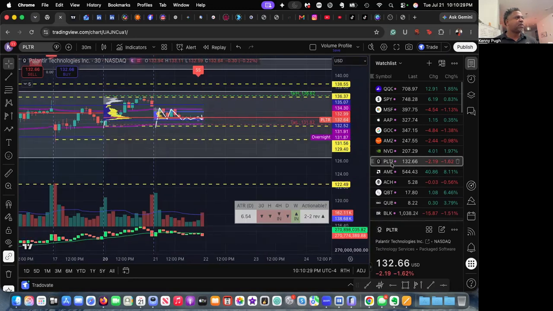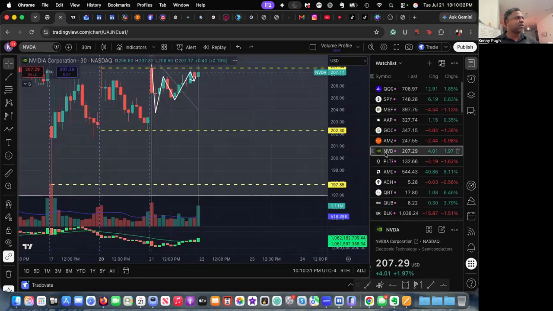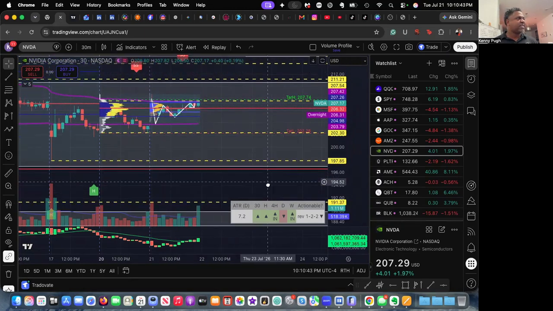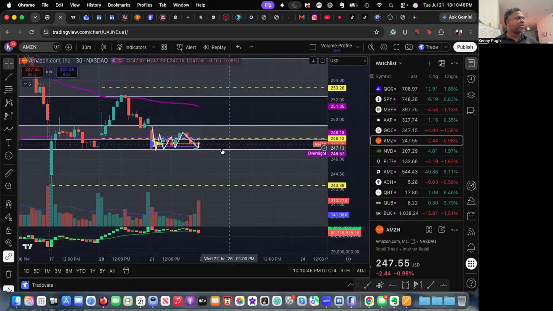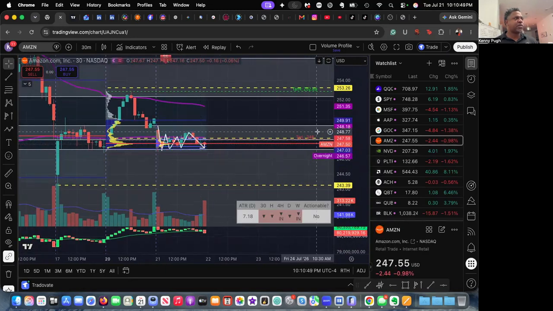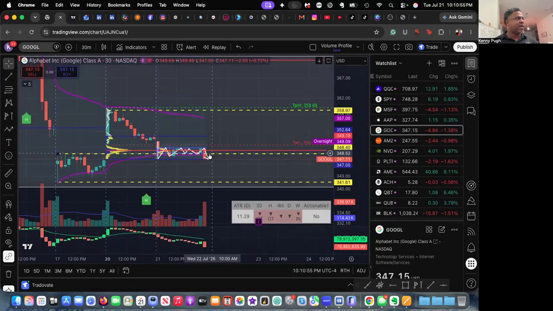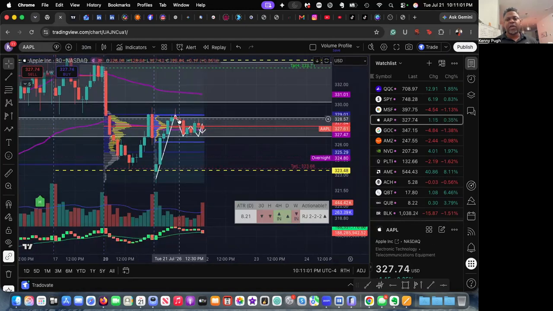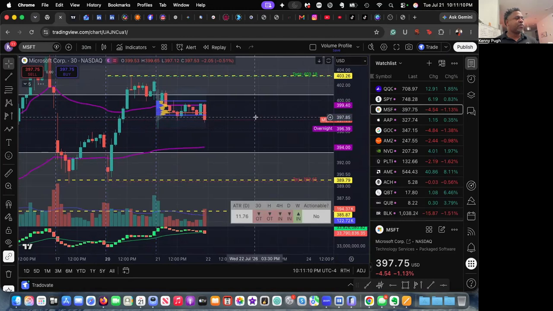Going back to Palantir, this is a chop fest. That's balanced. This is kind of a balanced move as well. You could have caught this initial move down, but I don't know why you would have played that. We're in the middle of a city, so that would have been tough to do. Amazon is a chop fest. I'm not sure that's a great play when it's in a balanced state. And then we have Google that was balanced. Apple, we saw an initial push, initiative move at the start of the session, and then we played inside the city a little bit, and you could have played the city if you wanted. But there was really only one move there.